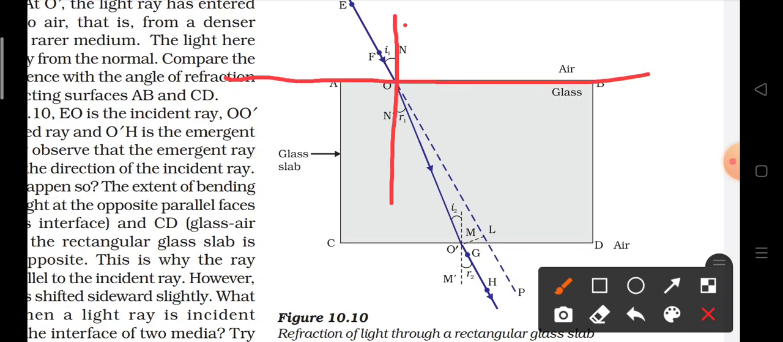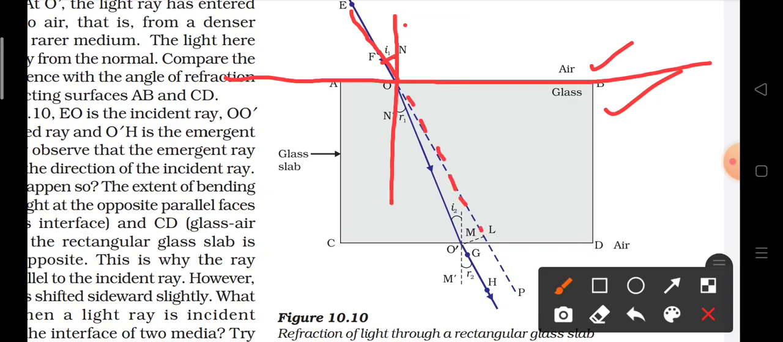Interface of the two media, that is air and glass. Now at this normal, when this light ray is incident, there is an angle of incidence over here, that is i or i1. When this light ray strikes over here, it passes from one medium to another, that is from the air to the glass, and this light ray should go straight.